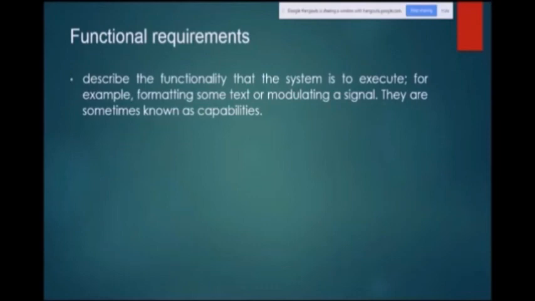We have understood this functional requirement categorically. We have done a lot of work on this. It describes the functionality that the system is to execute, for example formatting some text or modeling a signal. They are sometimes known as capabilities. We have understood this part now.